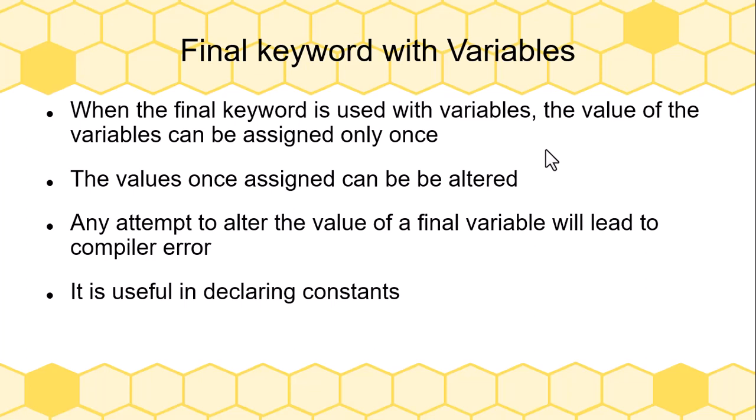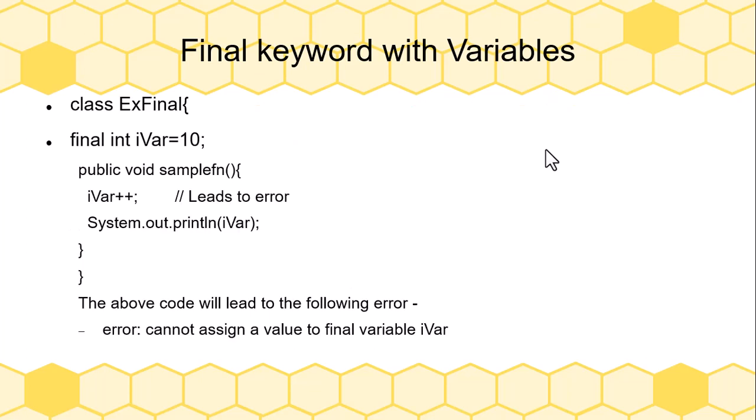First, the final keyword used with variable declarations. When the final keyword is used with variables, the value of the variable can be assigned only once. Any attempt to alter the initial value assigned to a variable will end up in a compiler error. It's useful to declare constants in Java. Let's see an example for it.